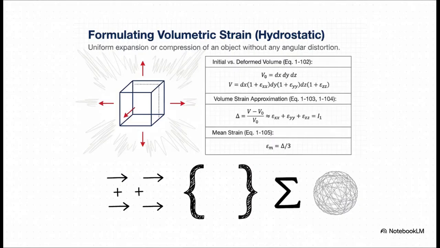And you know what's cool? Calculating it is surprisingly easy. You just go back to our strain tensor, grab those three normal strains, the stretch along the x, the y, and the z axes, and you just add them up. That's it. That one number tells you the entire change in volume for that point.